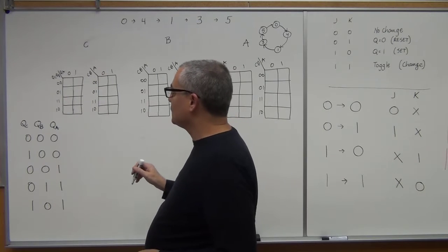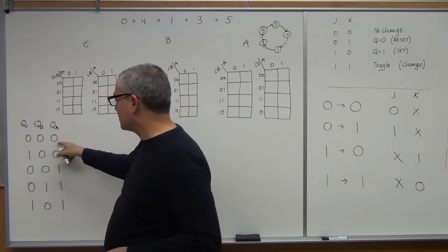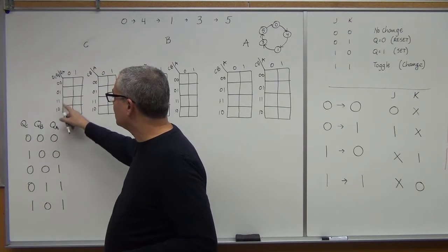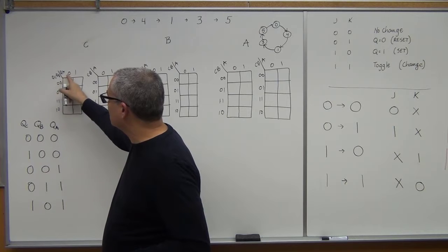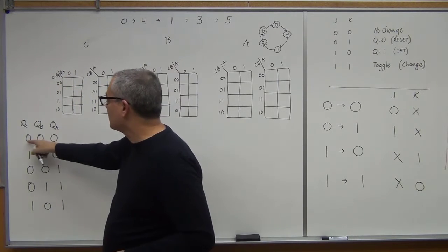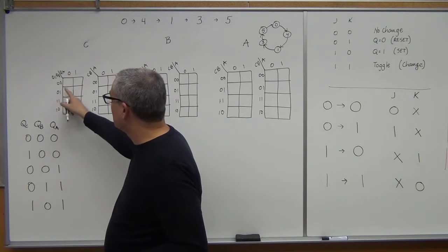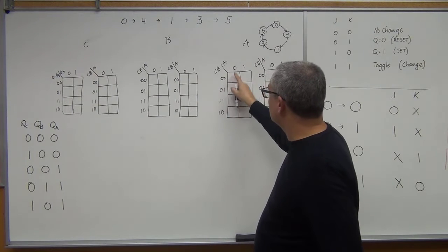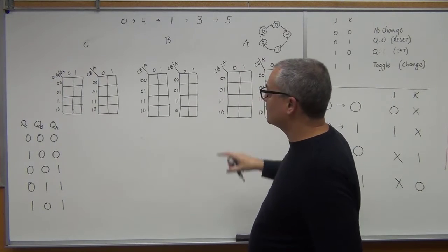So the first thing we're going to do is start with state 0, 0, 0. Right? So state 0, 0, 0, if you look at the Karnaugh map, this is 0, 0, 0, so we're in this box. Okay? So for the first state, 0, 0, 0, we're going to be in the top left-hand corner of each box because they're all 0, 0, 0, 0, 0, 0, and so on.